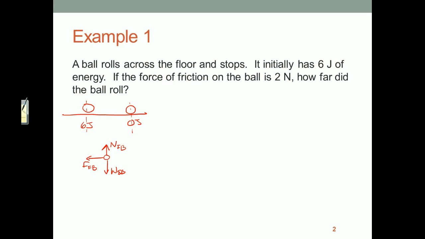The normal and the weight don't do work on the ball because they're perpendicular to the motion, but the friction does. So work equals a change in energy. Change in, remember, is final minus initial. So that is 0 joules minus 6 joules, or a negative 6 joules. But work has another definition. It is a force multiplied by distance. The force in this case is the force of friction, which up above we are told is 2 newtons.